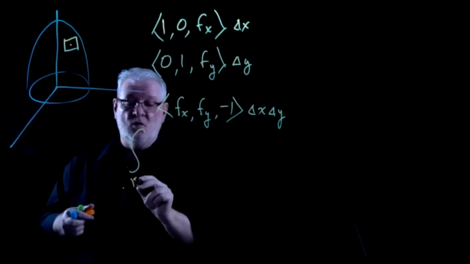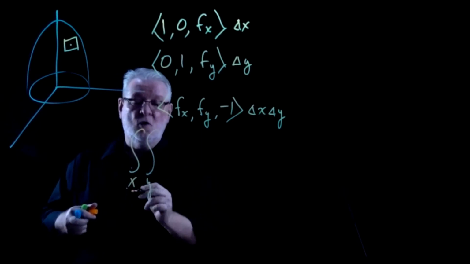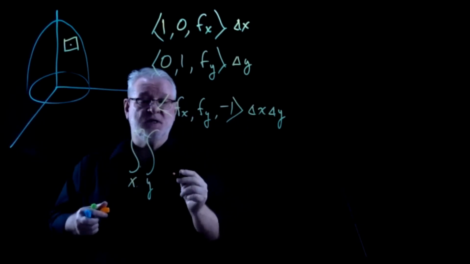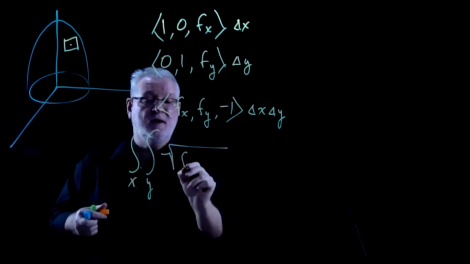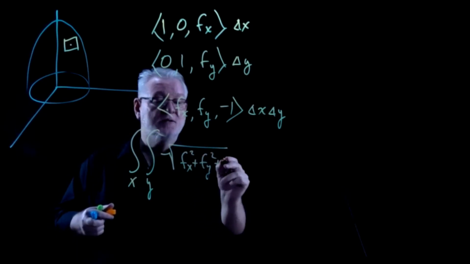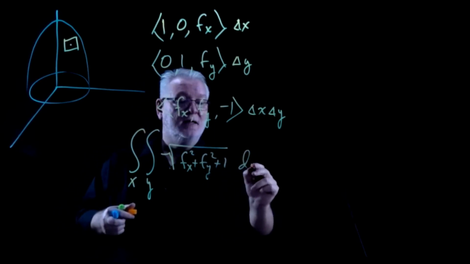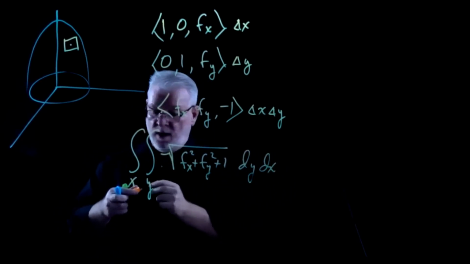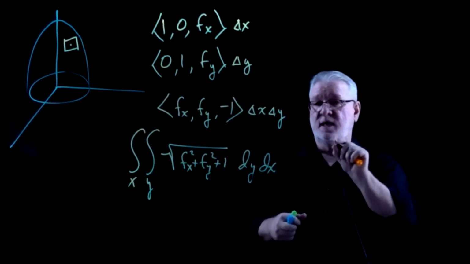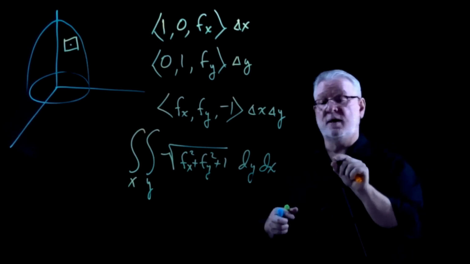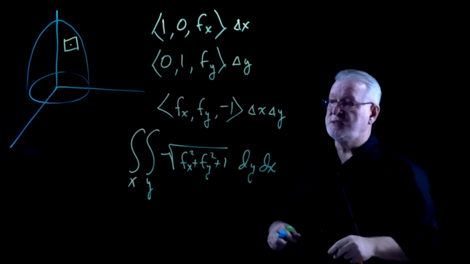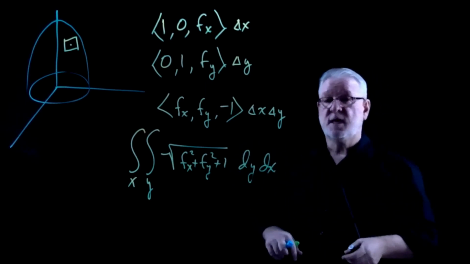I'll have an integral over x and an integral over y. The interior function will be the size of this particular vector. That will be the square root of fx squared plus fy squared plus 1. And then I'll integrate that dy dx. And this will do it. That is, this will find the area of these infinitesimally small parallelograms, each one tangent to the surface. And if I choose appropriate limits of integration, I'll actually paper the entire surface with it.